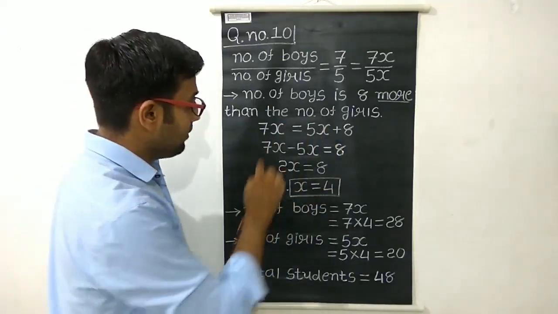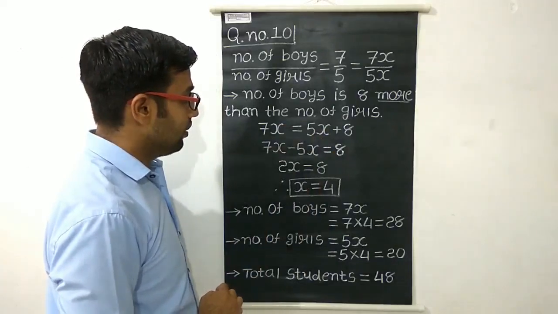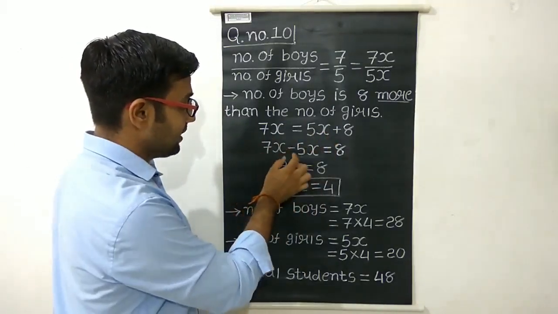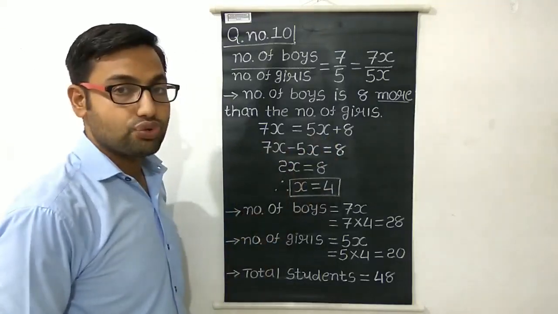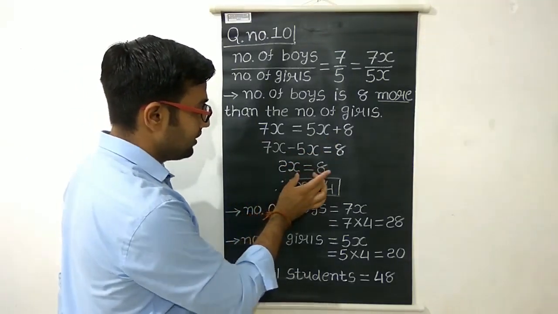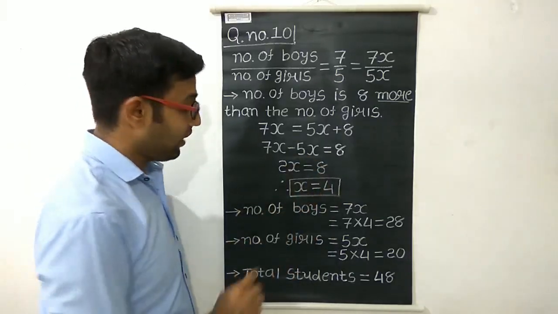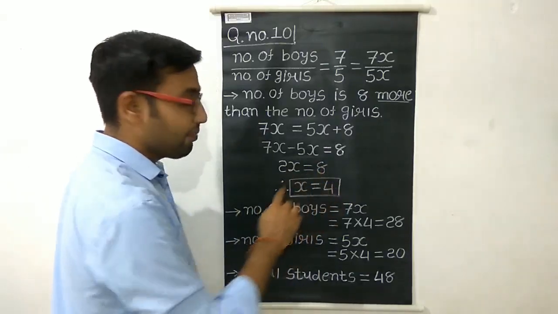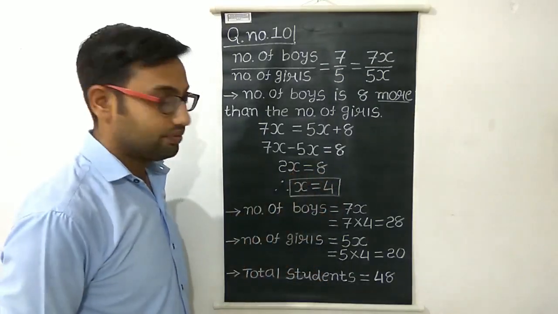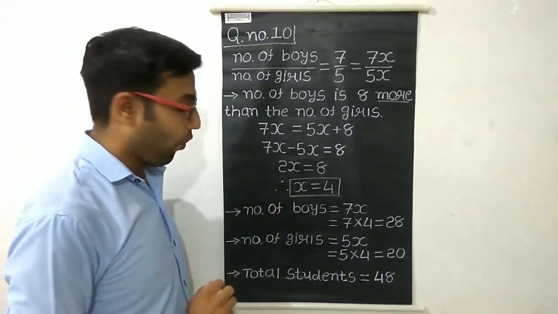Okay. So in this way, we make an equation. Now by taking 5x to the left-hand side, what will happen? 7x minus 5x is equal to 8. The simplification is 2x equals 8, and the value of x we get is 4. Why? Divide both sides by 2, we get x here and 4 here. So the value of variable x is 4.